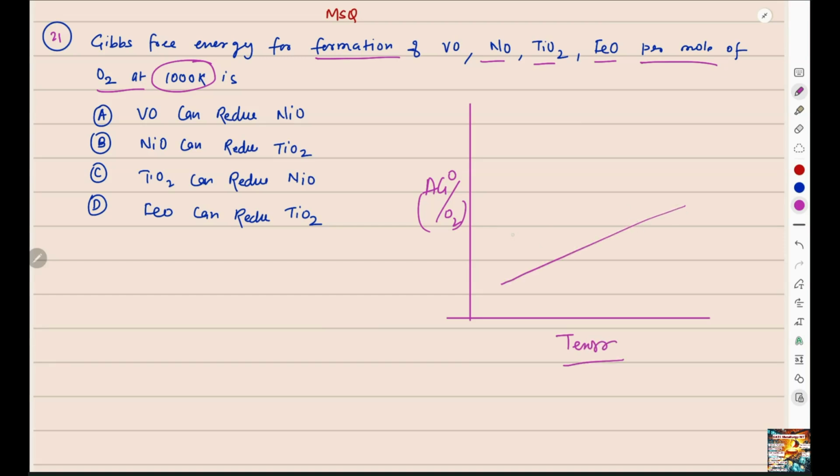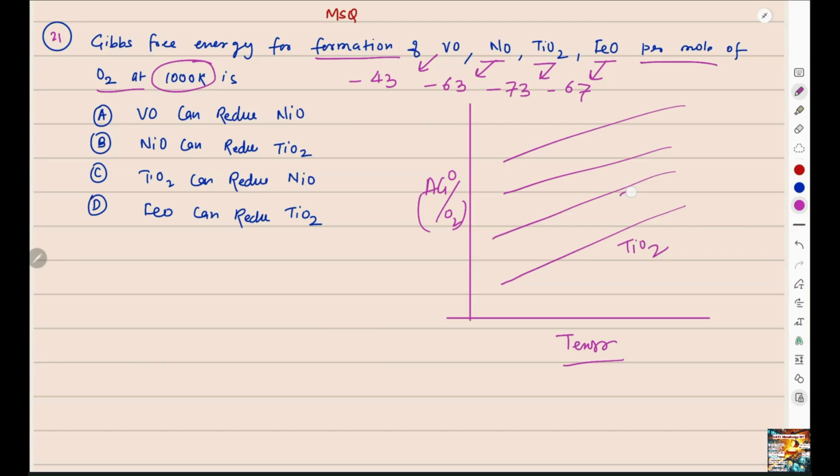In this, if the line is lower, then it can reduce the upper line. So the value of this free energy of formation per mole is, for VO it is 43, for NiO it is 63, for TiO2 it is 73, for FeO it is 67, all with negative sign in kilojoule per mole. So we will write TiO2 here, then FeO, then NiO, then VO. If the values given here are correct, then this should be the plot.